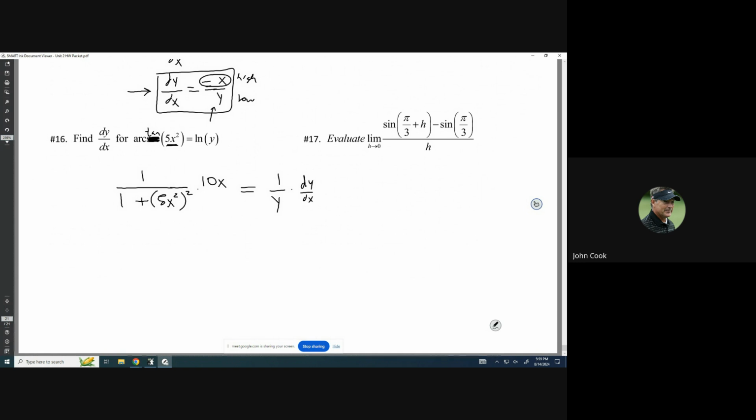So then we've got to get dy dx all by itself. So we can just multiply a y over there. Y times 10x over 1 plus 5x to the second power squared equals dy dx. And we can just leave it like that because it's implicit differentiation, so we can have things in terms of y's and x's. There we go. So if it was arcsecant, you just use arcsecant's rule.